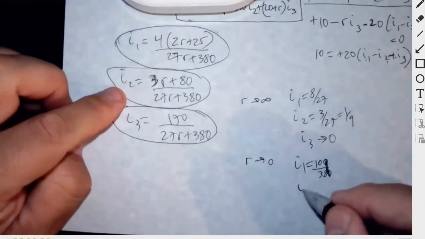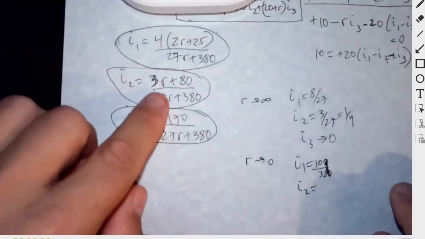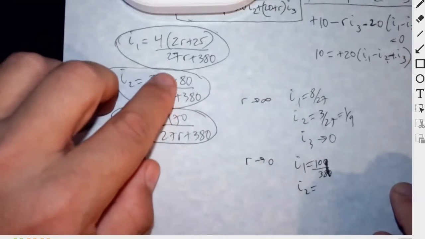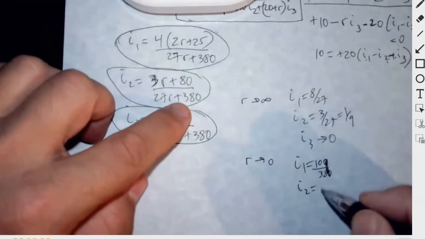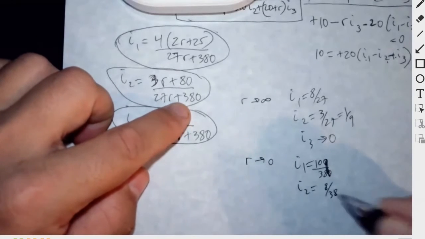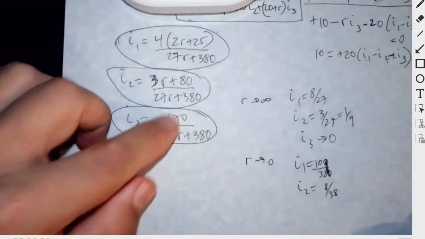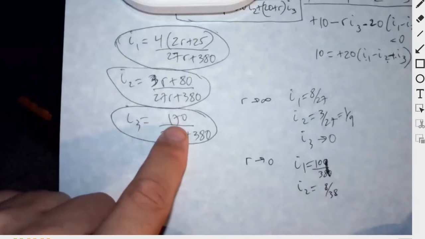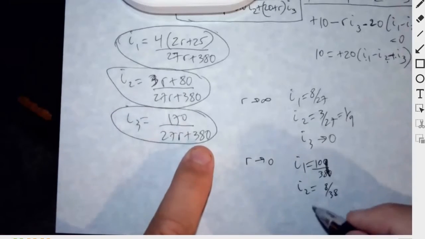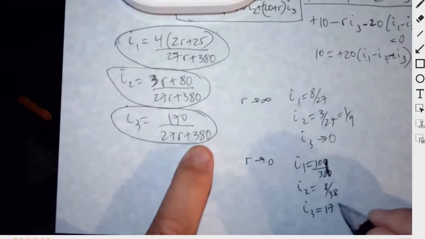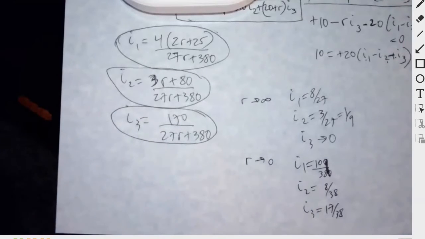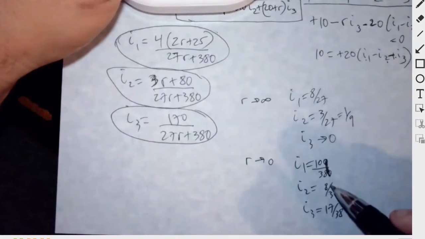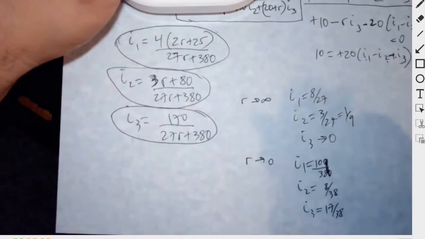And then I2 would be what? This disappears, this disappears. So 8 over 38. And then R goes to 0, then this becomes 17 over 38. Let's see if we can make sense of that, you see. So 10 over 38, 8 over 38, 17 over 38.